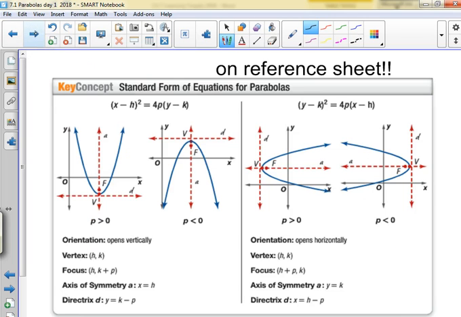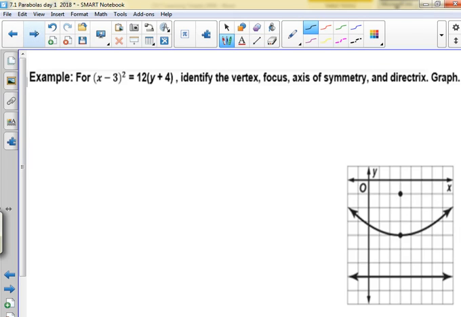All right, off your reference sheet, it's exactly what it looks like, and you get to use this. So it gives you all the little recipes. That's what I call them. The recipes for all the things you have to find. So this example says x minus 3 equals 12, y plus 4. Identify the focus, vertex, axis of symmetry, directrix, and graph. Well, apparently I just decided to give you the graph here, and it may be all worked out on your paper, but I'm going to go over it real quick.